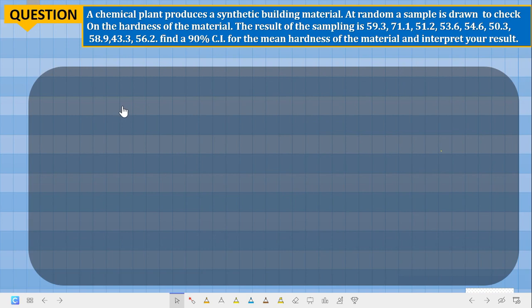Now in this lecture, we are going to look at how to calculate the confidence interval for mean values. How to calculate the confidence interval for a mean value.